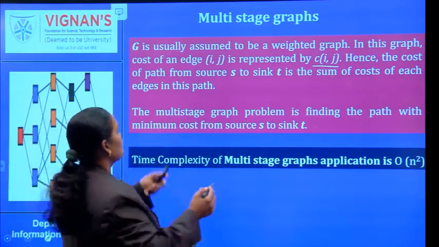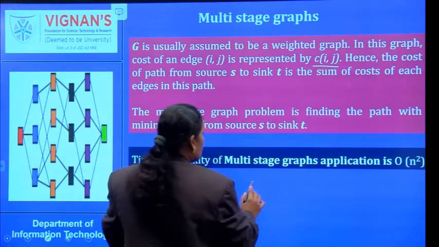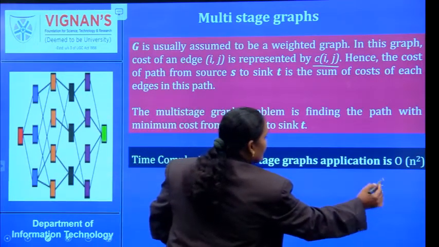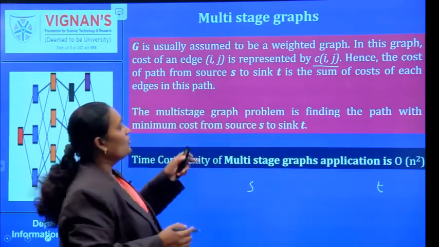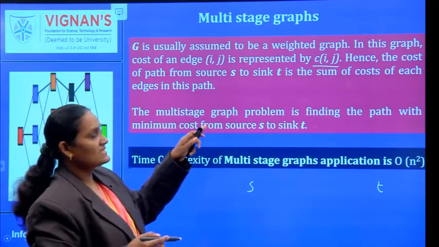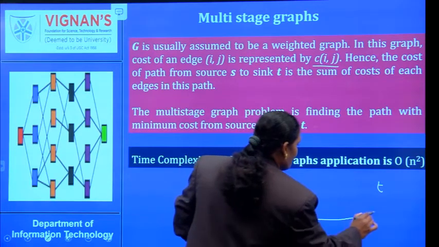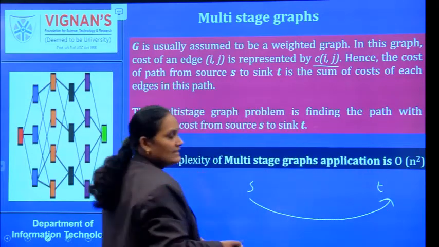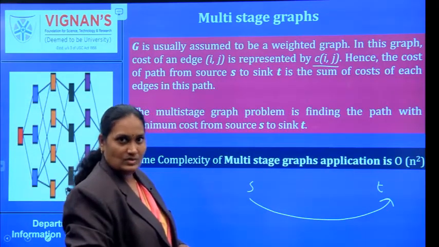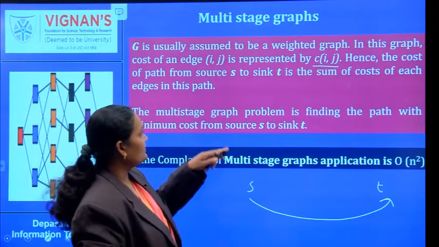Here, what is the source? The starting vertex is source and the ending vertex is sink. Now, what is the cost of path from source S to sink T? Here, we are going to find a path from source S to sink T.